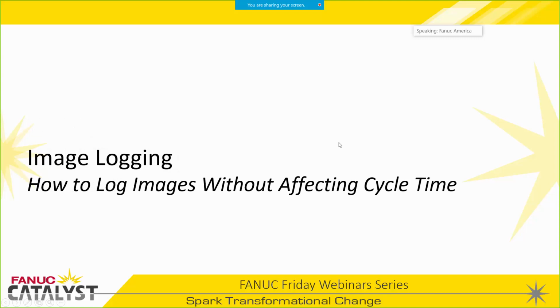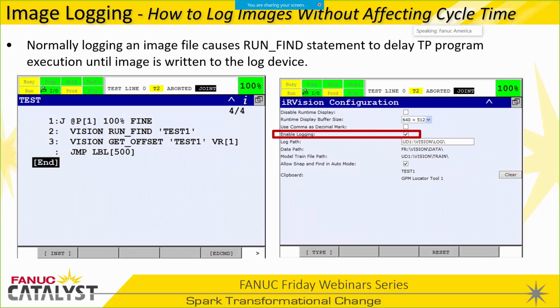Now I'm going to talk a little bit about image logging and how to log images without affecting cycle time. Normally, logging images to the file after every run find statement can cause the TP program to be delayed quite a bit. A lot of people don't like to use it because the interface to the logging device, the USB stick or the memory card, especially if that card is full of files, can take a while. So people don't use logging because of that, and logging is really pretty powerful.